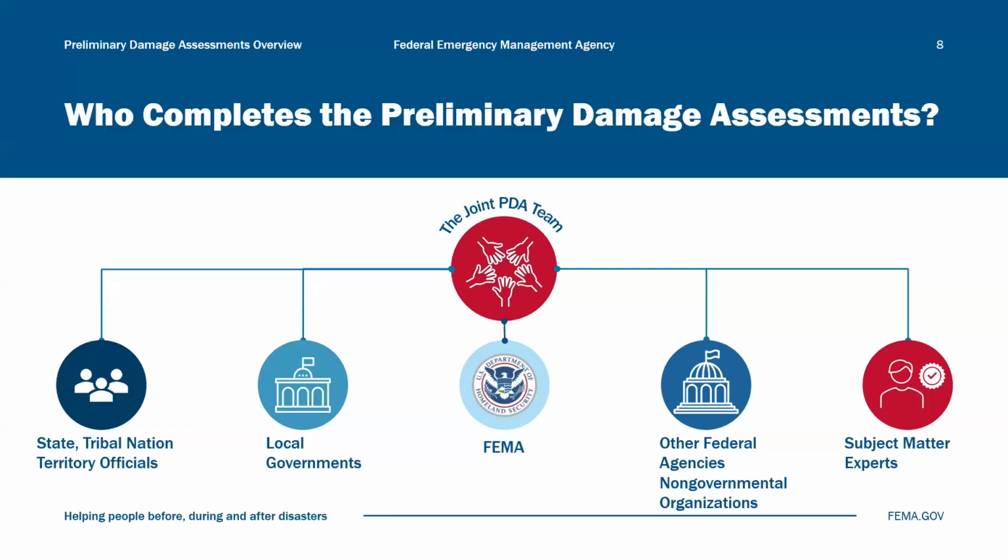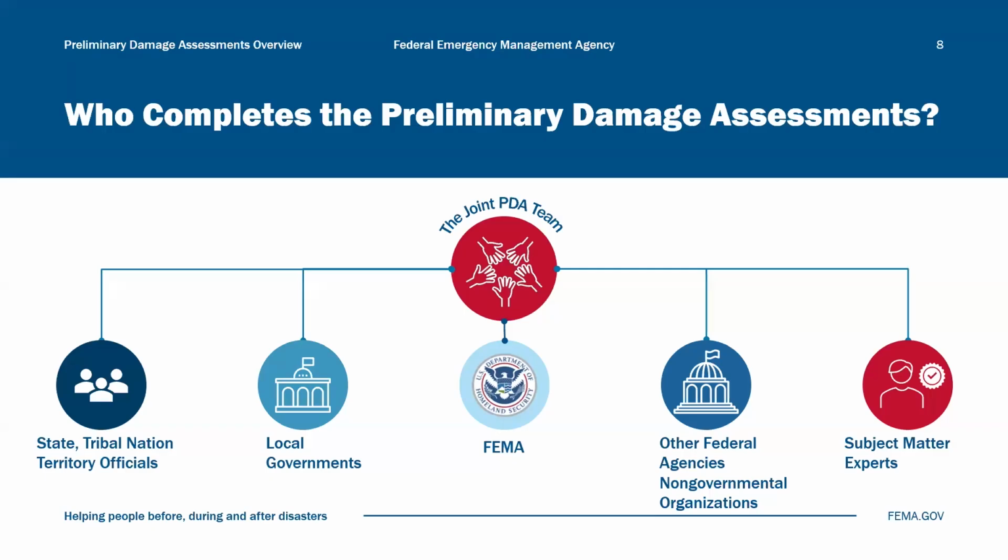The FEMA PDA coordinator reports to the FEMA Regional Recovery Division Director, often through the Regional Individual Assistance Branch Chief. After the joint PDA, FEMA regional officials recommend to FEMA headquarters whether a presidential disaster declaration should be made based on declaration factors. Representatives from all of these groups form the joint PDA team.